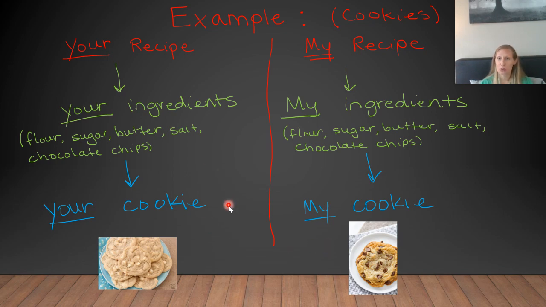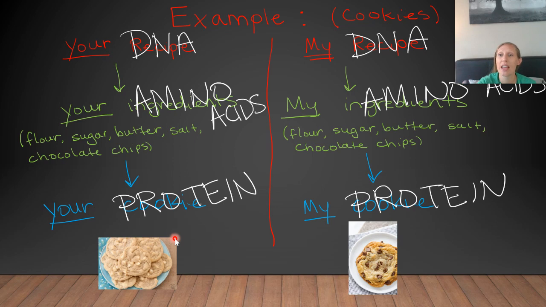So we both made cookies. We both went through a similar process, but because of variation, your cookie is a little bit different from mine, and that's okay. You're a different person from me, but we both made chocolate chip cookies. We both followed a recipe that was very, very similar. Now, how is that like molecular evidence in evolution? Our recipe is like the DNA. Those are the instructions. Our ingredients are these amino acids, and the protein that we make is our cookie.